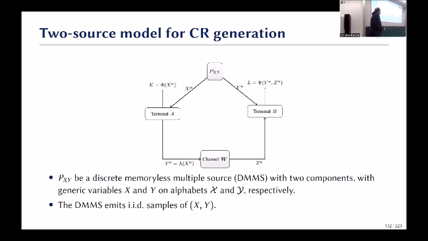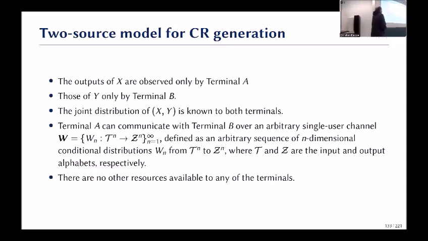What we did, we looked at correlated sources and a general channel. So in our case, P_XY, we have a discrete memoryless multiple source, DMMS, with two components, with generic variables X and Y, and alphabets X and Y respectively. And the DMMS emits independent identically distributed samples of X and Y. Now we have the following situation. The output X is observed by terminal A, and the output Y by terminal B.